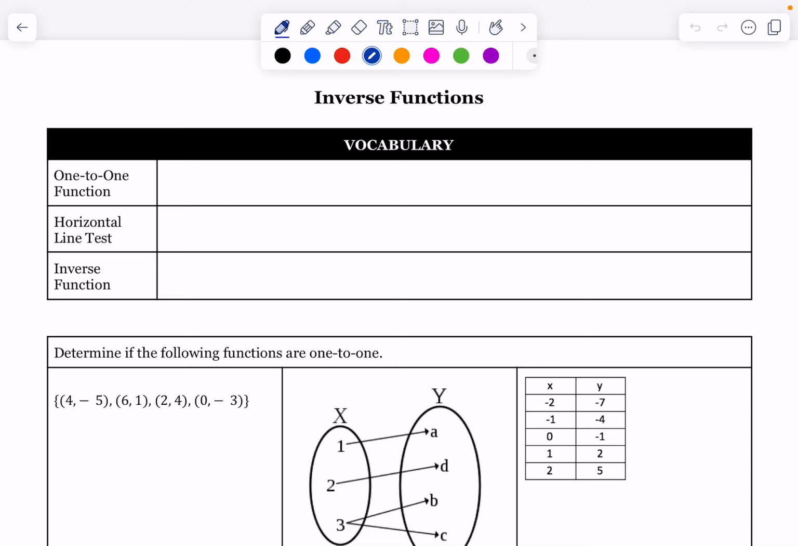This video is over section 9.1 inverse functions. Before we start, we need to talk about a few vocabulary words. A one-to-one function is if for any a and b in the domain of f, I'll say the function f, if a is not equal to b, then f of a is not equal to f of b.